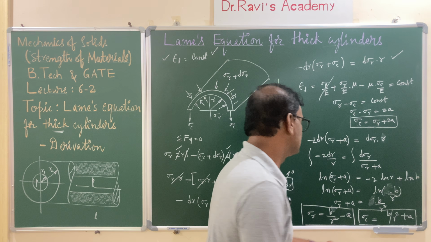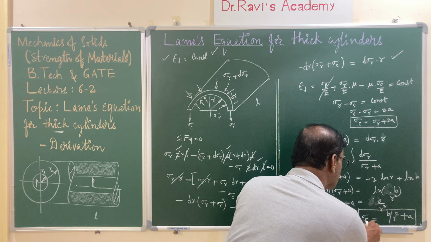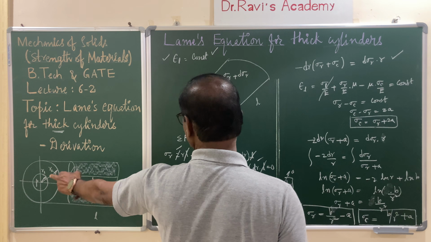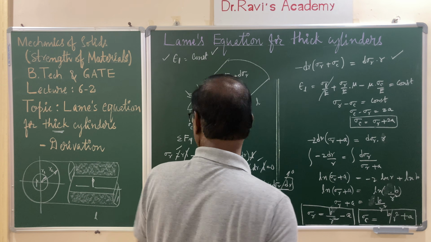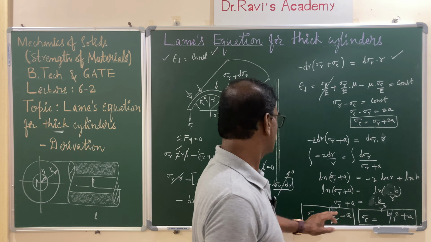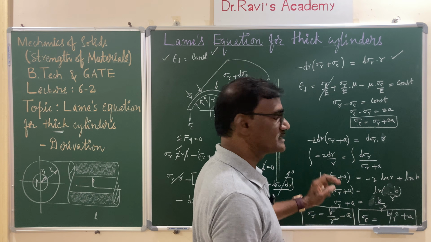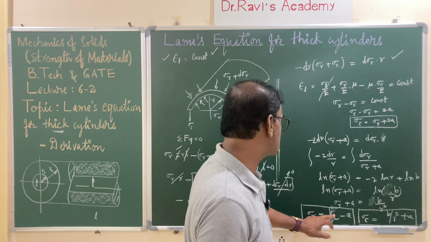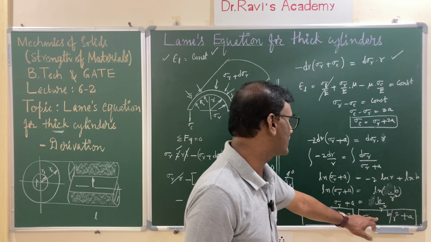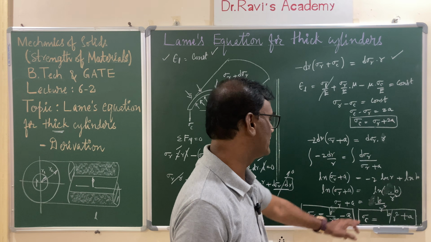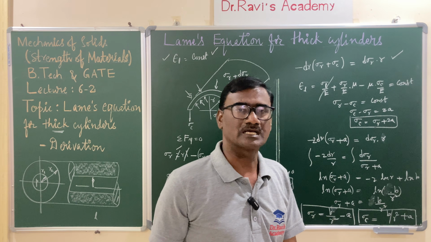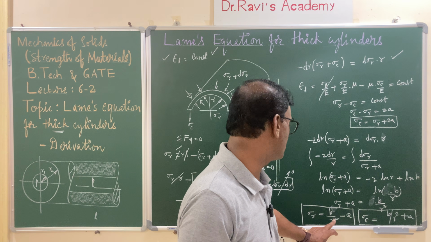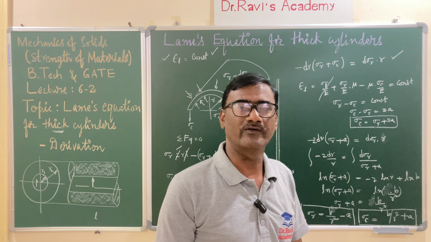And here the boundary conditions for the radial stress: inside, at r equals r1, you have a fluid pressure P, and outside, when r equals r2, the pressure is atmospheric pressure, that is 0. Using that you can calculate the two constants a and b, and you can obtain the values of the circumferential stresses. Both vary parabolically because of the r square term.